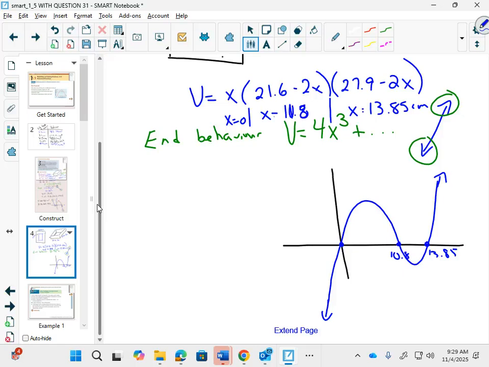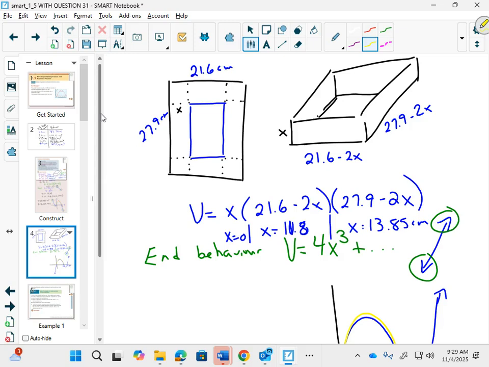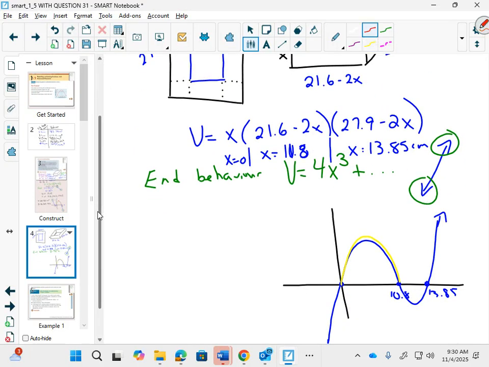And what makes sense in this one? Why can't I use anything bigger than 10.8? Like if I used 11, this side would be 11, this side would be 21.6 minus 22. You'd cut off all the paper and you'd have nothing left to fold up. So that's kind of interesting. You have to make sure you still have something that's possible. Here is our maximum.